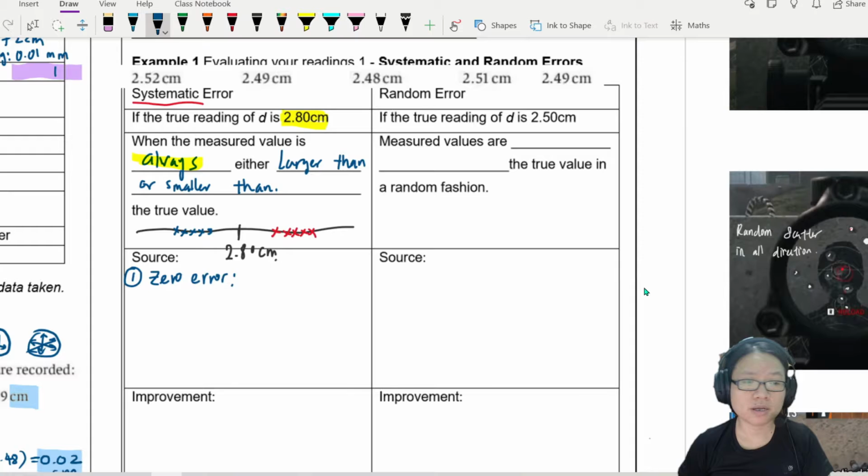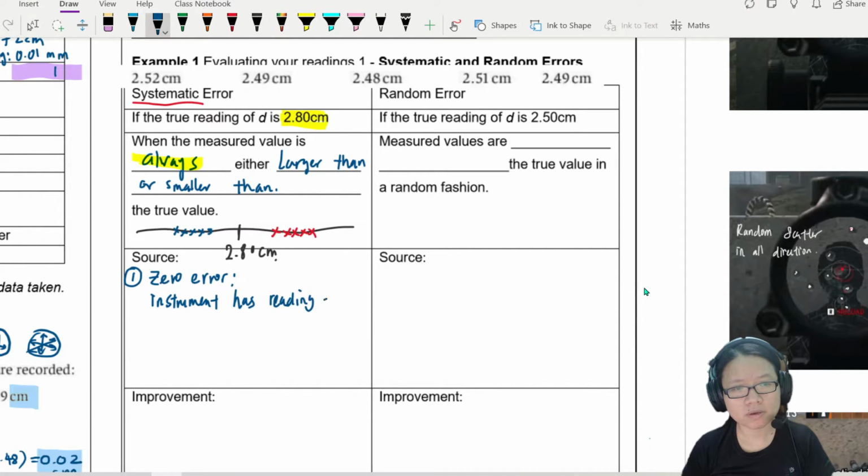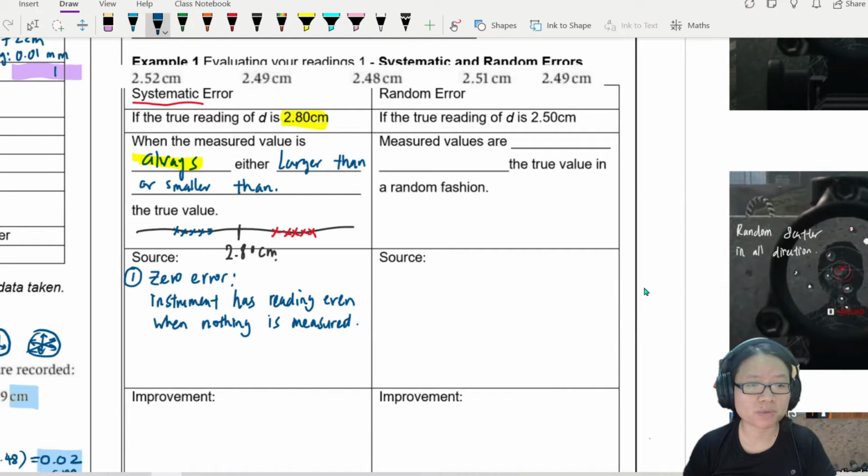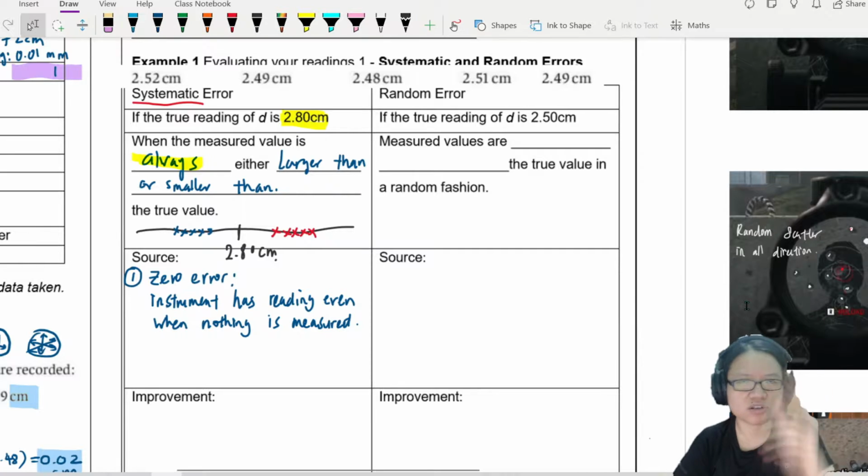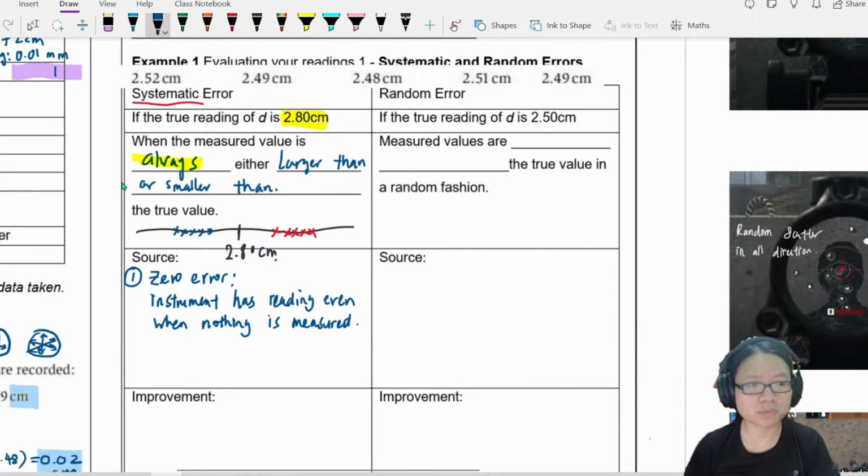So when you want to define zero error, you will say that the instrument has a reading even when nothing is measured. It's like that wonky weighing machine you have at home that could be as old as you, and you already know the needle is off a bit. So that's zero error. Of course, the other problem, number 2, could be incorrect calibration.